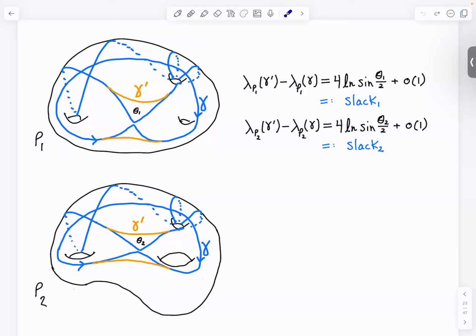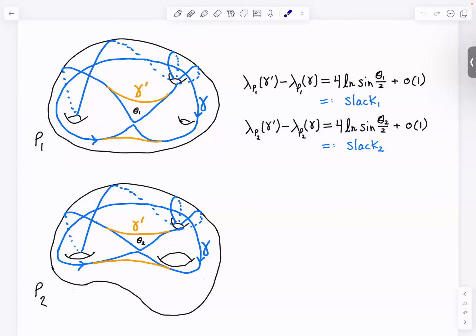Good question. Other questions? When I do this resolution, could a new crossing appear? No, it can't. Could you get two different curves? You can, yeah. So that'll be the next case. Let me answer that in a minute.